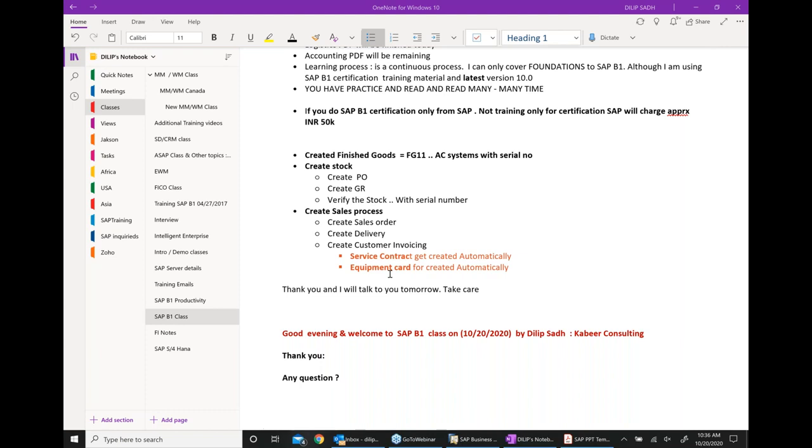Then we looked at the equipment card and verified what kind of information we have, and then we looked at the service contract and what kind of information we have in it.